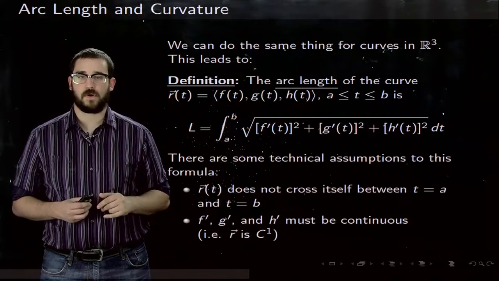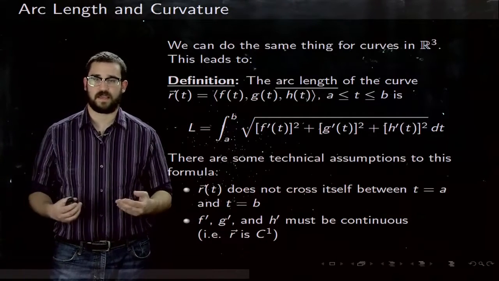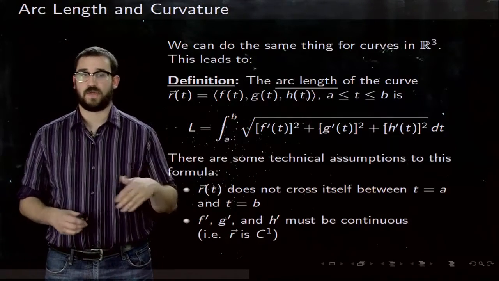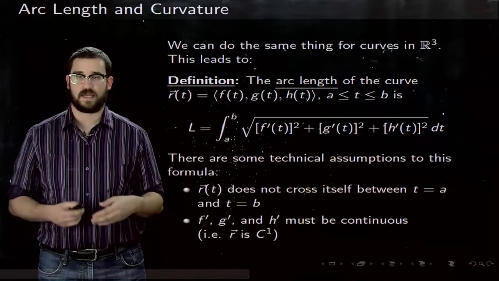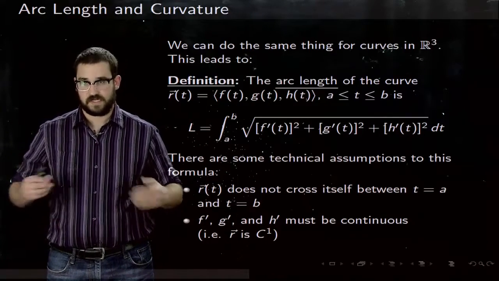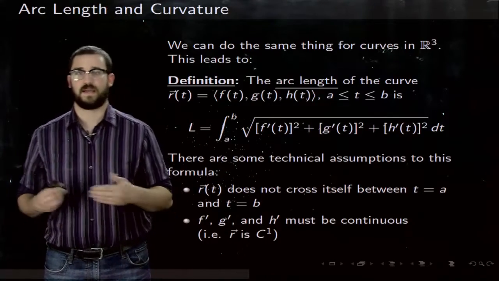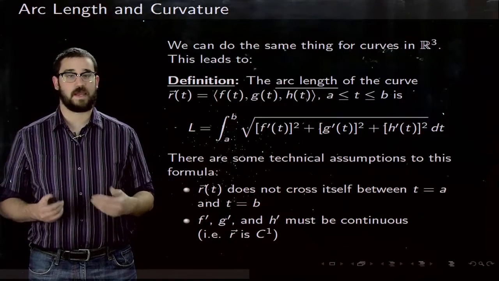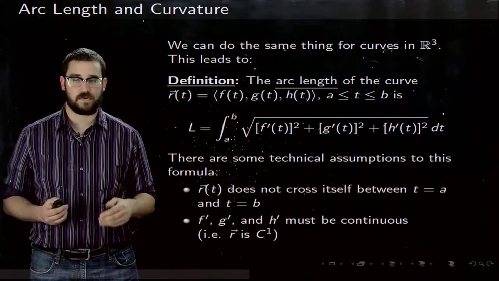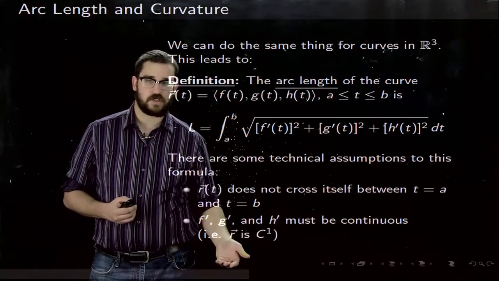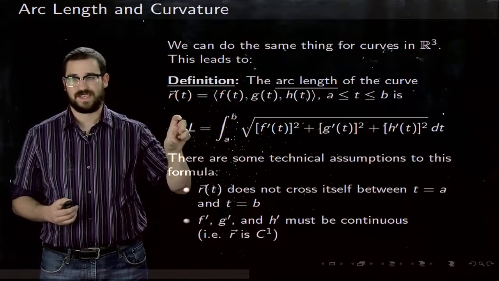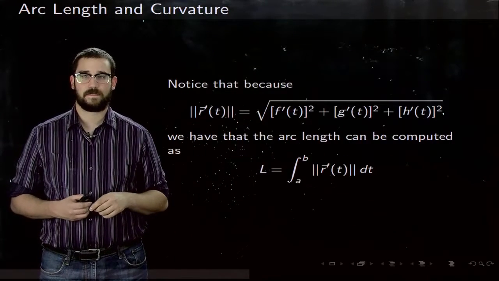Now, there are, of course, some technical assumptions that we make in this formula: that r of t does not cross itself, so there's no t equaling a and t equaling b besides when t equals a and t equals b. And f prime, g prime, and h prime have to be continuous. For functions that are continuous, we say r is C1, C being for continuous.